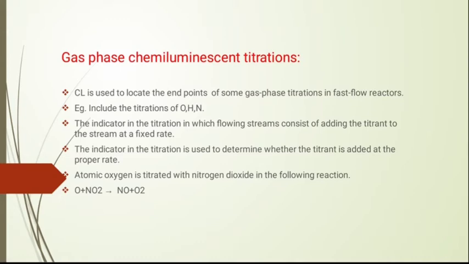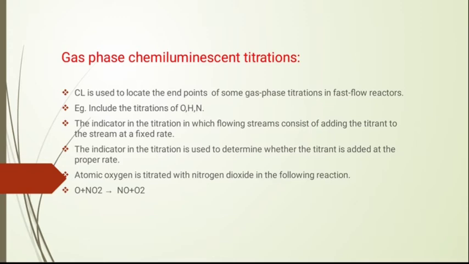Here the chemiluminescence is used to locate endpoints of some gas phase titrations in fast flow reactors. It means simply, as in a neutralization titration there is an endpoint from faint pink to colorless, in the same way we can identify endpoints of some gas phase reactions or titrations, and these endpoints can be observed by using chemiluminescence. For example, this type of titration includes the titration of oxygen, hydrogen and nitrogen.